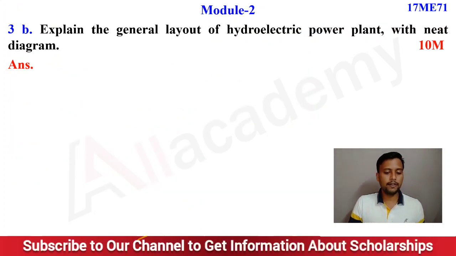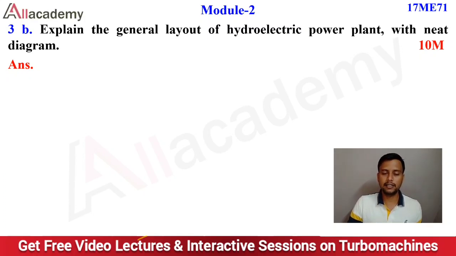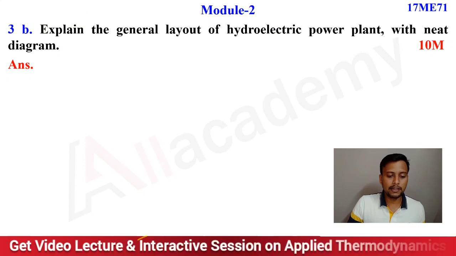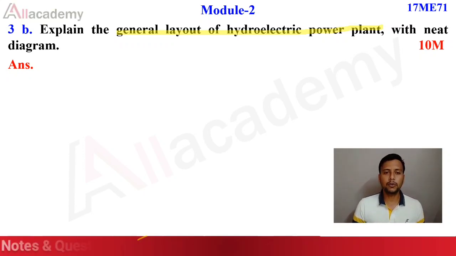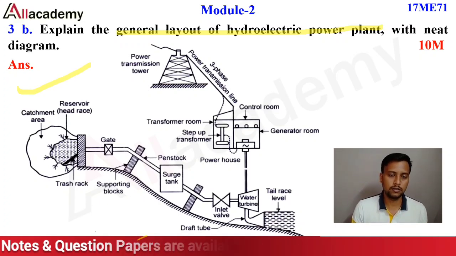Next one is very important, that is the third B question, a very simple question, and you have studied the same thing in your EME also, that is explain the general layout for a hydroelectric power plant with a neat sketch. Very simple question, and the diagram for this one is what you are seeing now.